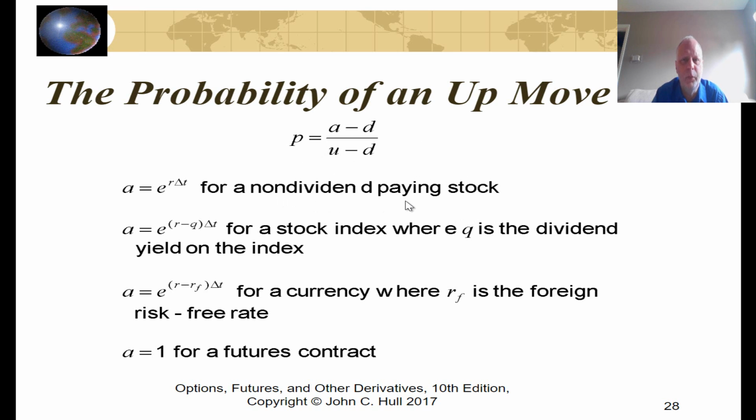So far, we have only looked at non-dividend paying stocks, in which case A equals e to the r delta T, where r is the risk-free rate, and delta T is the time to expiration of the option, or in the case of the binomial model, the time between nodes. More generally, if you have a stock that pays a dividend or a stock index that pays a dividend, q is the yield on that index, and we can say A equals e to the r minus q times delta T. For a currency, it is going to be similar, and instead of q, you have r foreign, and A equals e to the r minus r foreign, again times delta T. In the case of futures, when you sign the contract, you set the price at which you buy and sell the underlying, say, wheat, so A is merely 1.